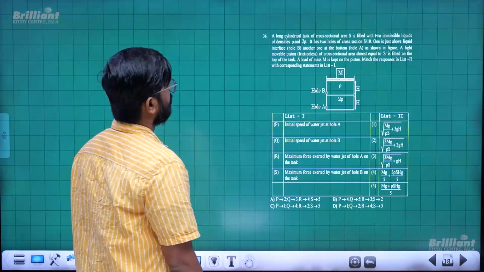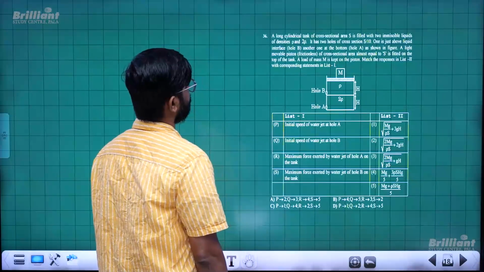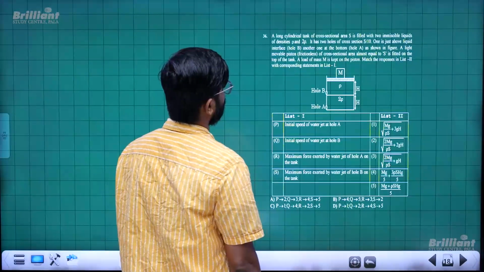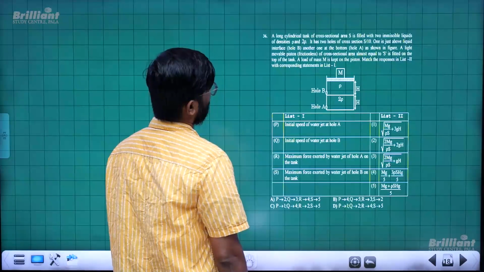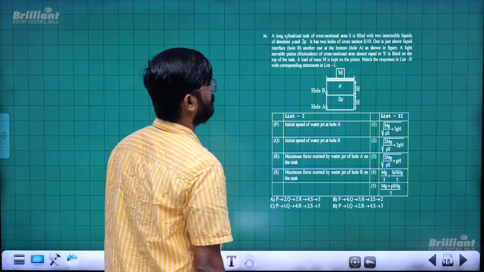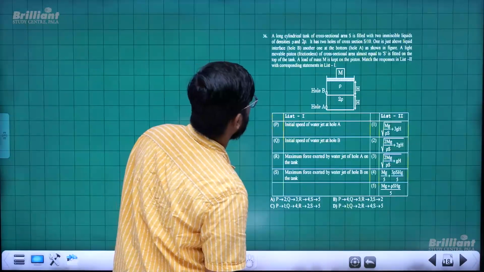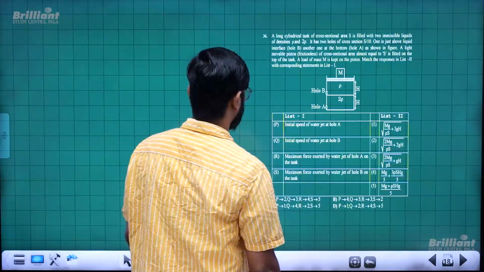A long cylindrical tank of cross section area S is filled with two immiscible liquids of density rho and 2 rho. It has two holes of cross section S by 10. S by 10 is not very small, but still when you look at the options you understand they will be going with the regular method. A light movable frictionless piston is kept, then you need to find the initial speed and maximum force.